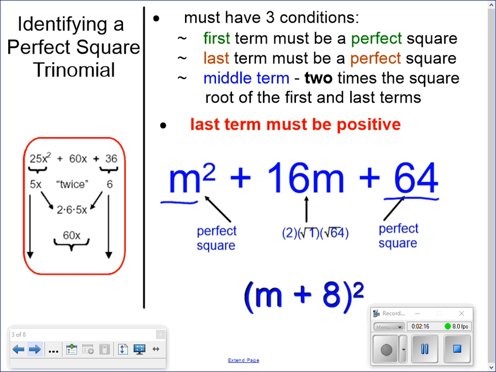One additional condition must be met: the last term has to be added, so it must be positive. If it's subtracted, then it's not a perfect square, and you're going to have to factor it any of the other ways that we have.